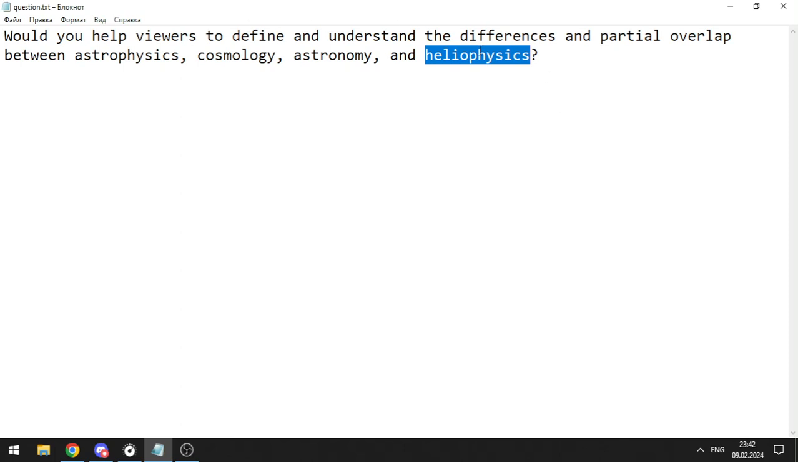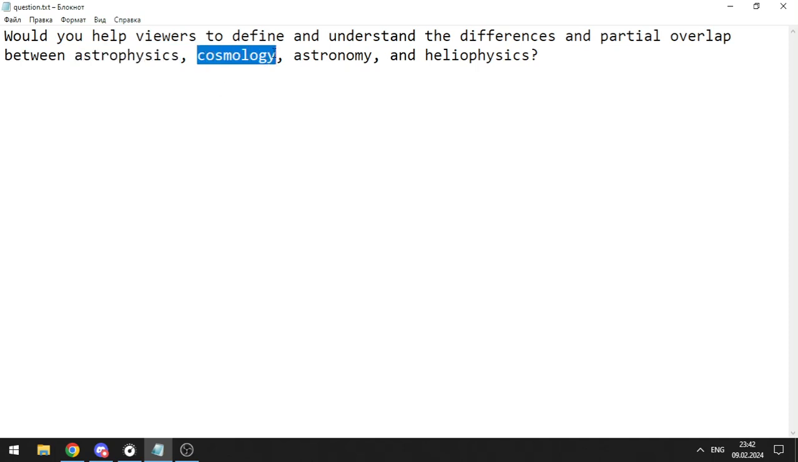And to a degree, since the sun is a relatively typical star, inductively we may make conclusions about other stars, even though technically, if you study other stars, this is not heliophysics anymore. It's one of the branches of astrophysics, I would guess.